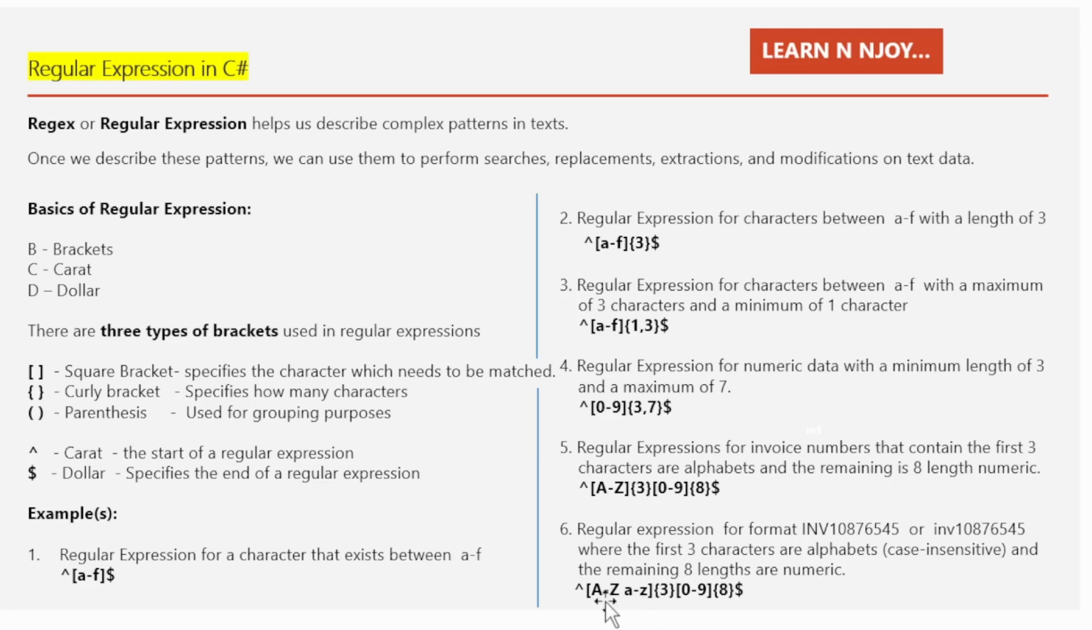And then how many characters does it want? It needs 3 characters, because the requirement is for the first 3 characters to be alphabet, so we have mentioned 3 in the curly brackets. Then the remaining 8 are numeric, so we mention 0 to 9 in a square bracket, and for the length of this numeric data, it could be 8. So we mention 8 in the curly bracket, and it ends with the dollar sign. That's it. That is the regular expression for example number 6.